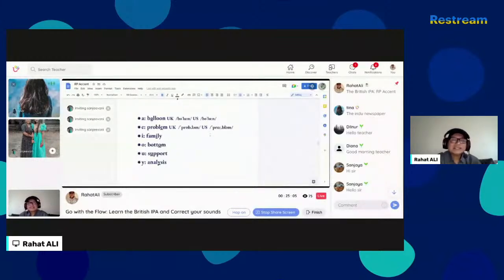If you can see, there is a dot after B. If there is a dot, that means you have to stress on that letter. Problem. Problem. Very good. Is it correct? It's correct.